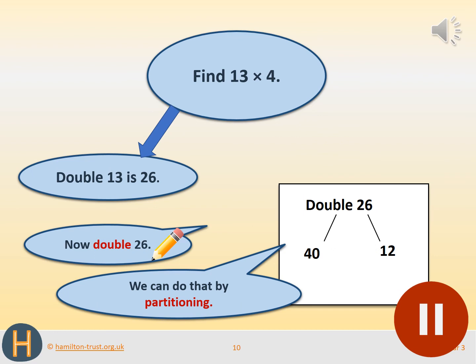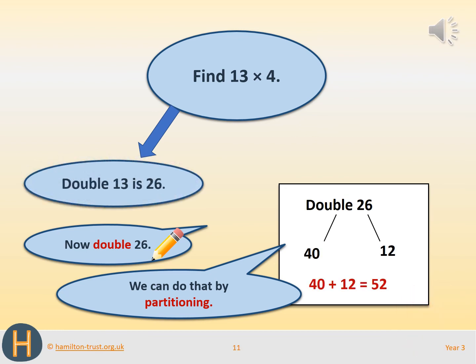Well done if you got the first step correct. Double 13 is 26. Now the second part, we want to double 26. We could do this by partitioning into the 10s and the 1s. So double 20 and then double 6.